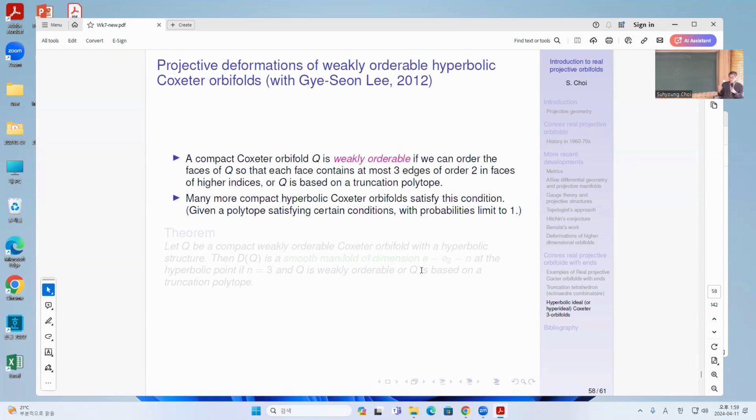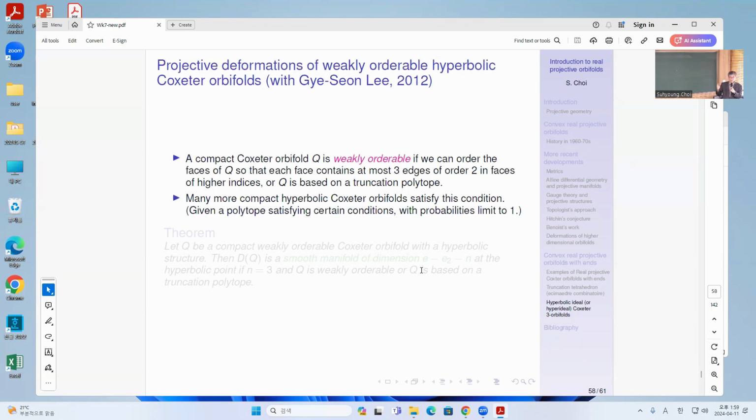And then the next type of result was that if you have a compact Coxeter orbifold, of course these are all three-dimensional, it is weakly orderable if you can order the faces so that each face contains at most 3 edges of order 2 in the faces of the higher indices.